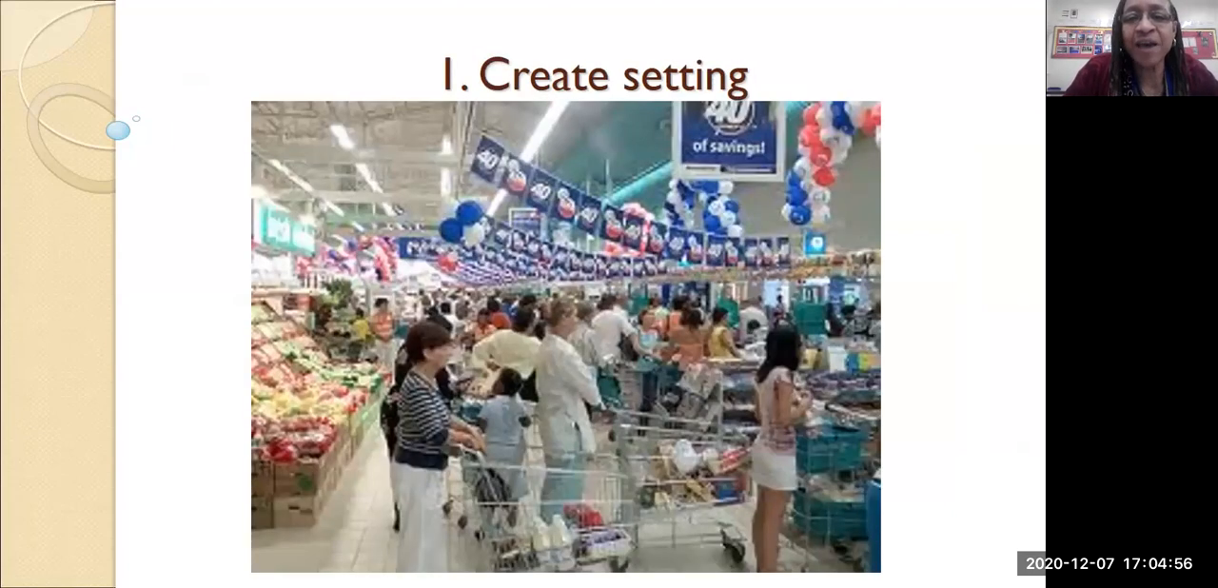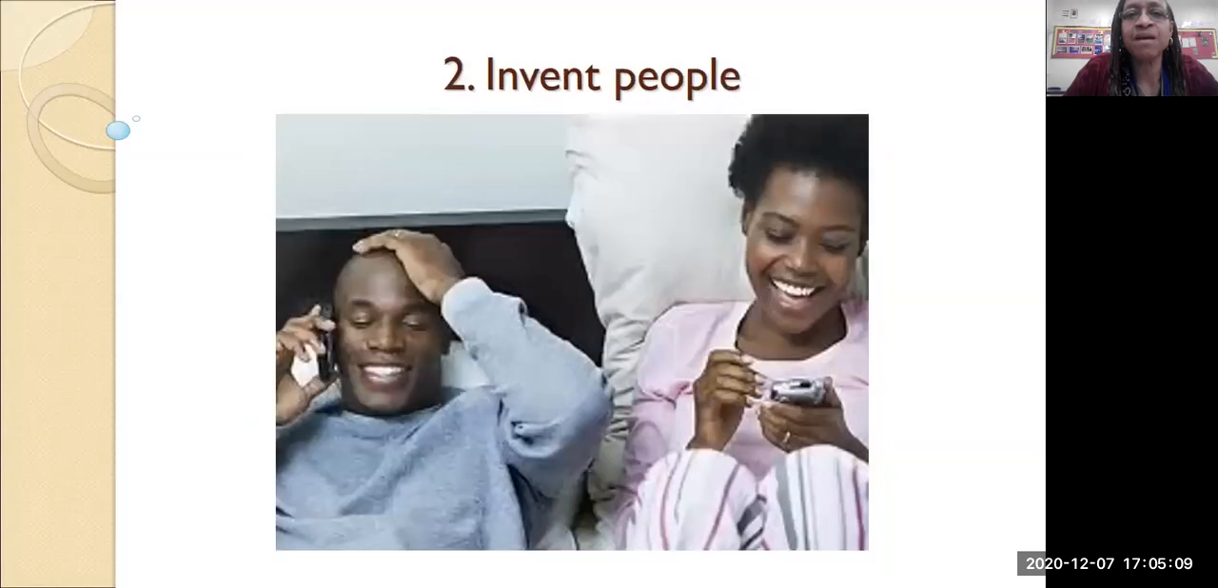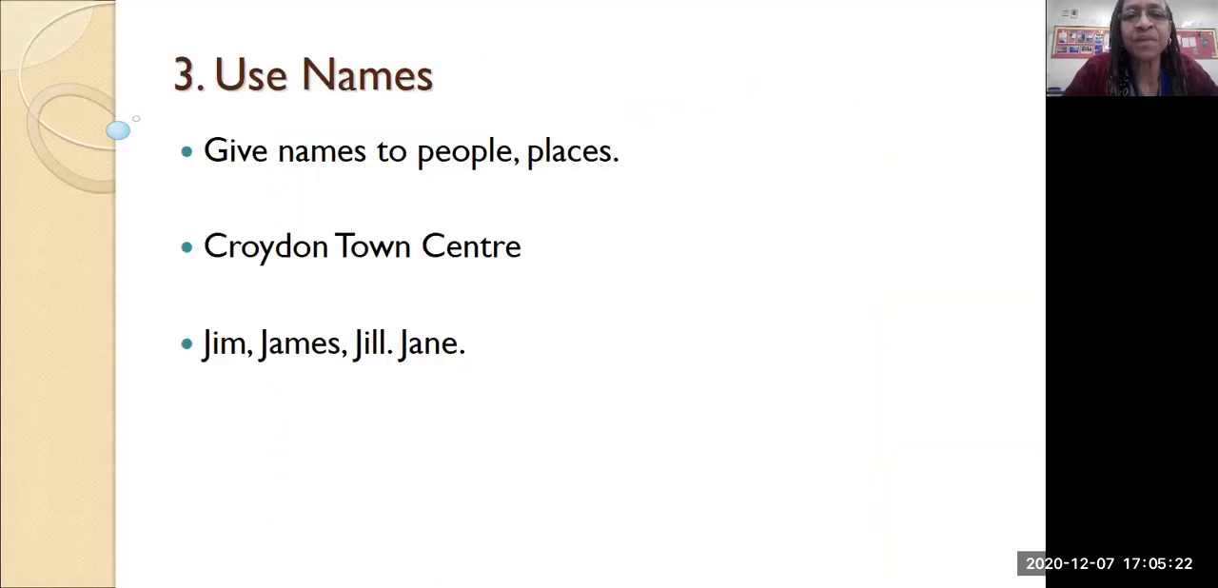First of all, it's helpful to create a setting. So you know that you need to create a setting, not of a supermarket, but of somewhere where the weather is going to be bad. So that's number 1, create a setting. Number 2, invent people, make them up. You can describe people that you know, or you can just make up what the people look like, what they sound like. You should use names to give things a more real feel. So give names to people, places, the towns. So make up the names.